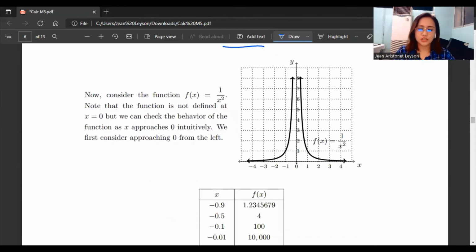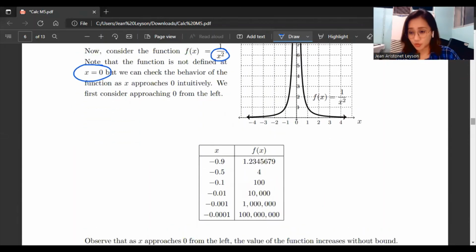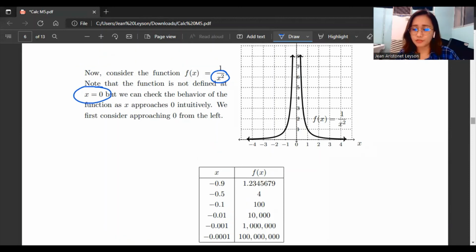So now consider the function f of x is equal to 1 over x squared. Note that the function is not defined at x equal to 0, meaning if we substitute 0 to our denominator, the function will be undefined. But we can check the behavior of the function as x approaches 0 intuitively. We can first consider approaching 0 from the left. So we go back to our table of values, which we have discussed before. Let's choose values from the left that are getting closer and closer to 0.